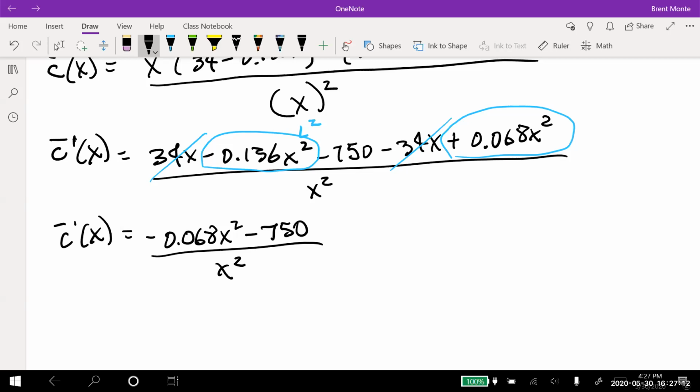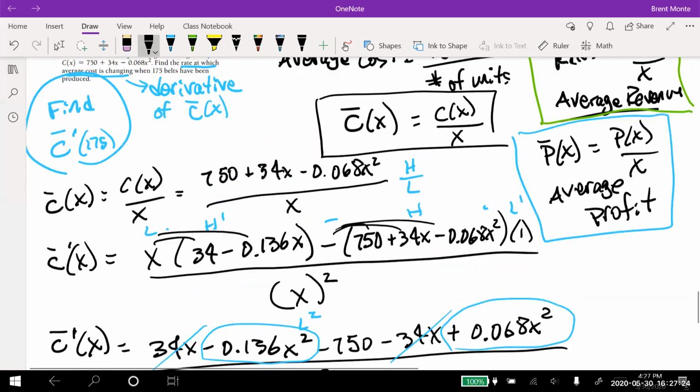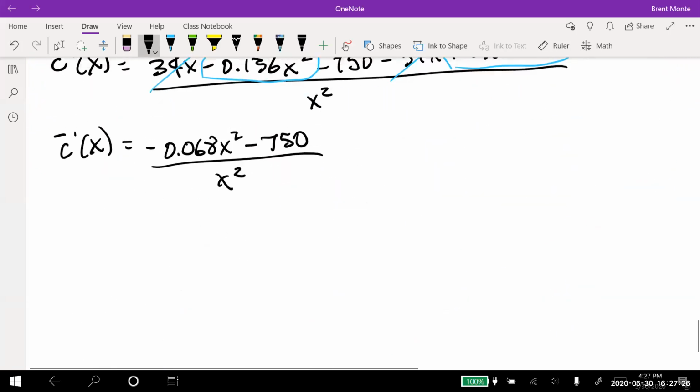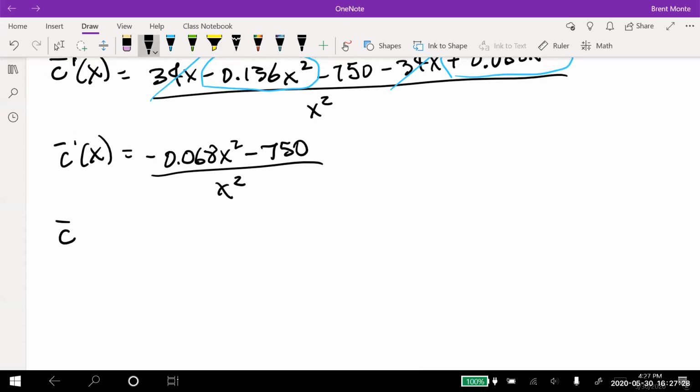And remember, they literally said find the rate of change of average cost at 175 belts. Do I have that number right? 175 belts. So I'm going to take that and I'm going to find C bar prime of 175. So I plug in 175 wherever I have an X.